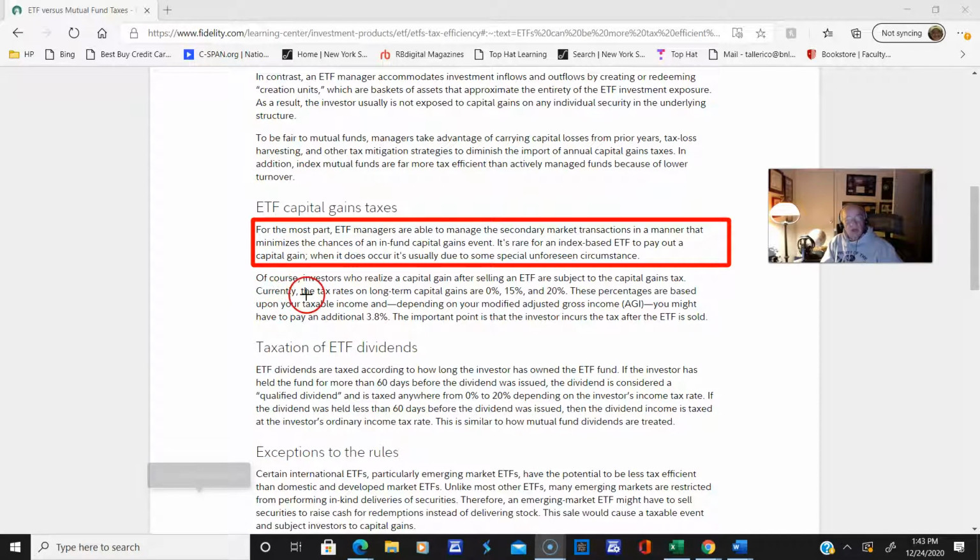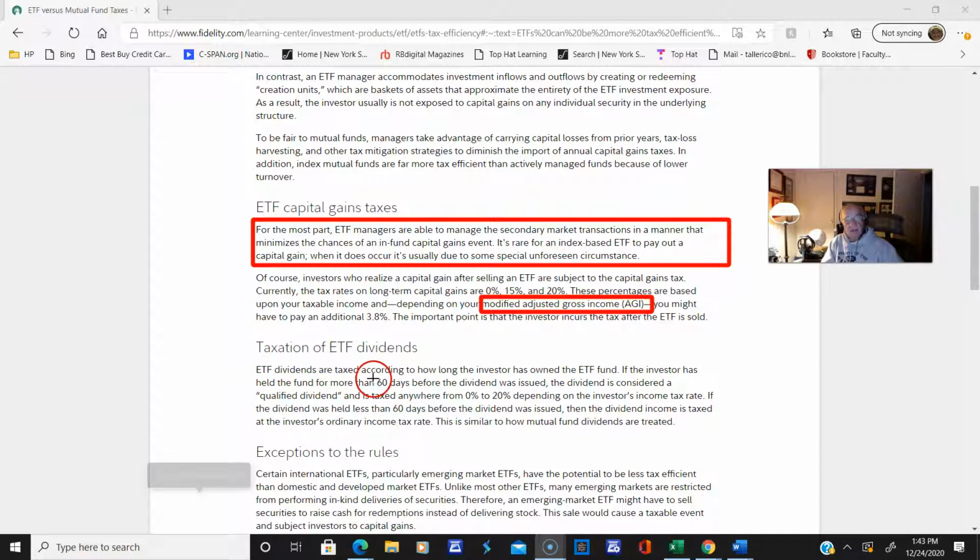So moving on, of course, investors who realize a capital gain after selling an ETF are subject to the capital gains tax. And of course, we all are. Currently, the tax rates on long-term capital gains are 0, 15, and 20%. These percentages are based upon your taxable income, and depending on your modified adjusted gross income, which is the infamous AGI, you might have to pay an additional 3.8%. The important point is that the investor incurs the tax after the ETF is sold. Okay? Now that's the important point. After it's sold, not while you're holding it.